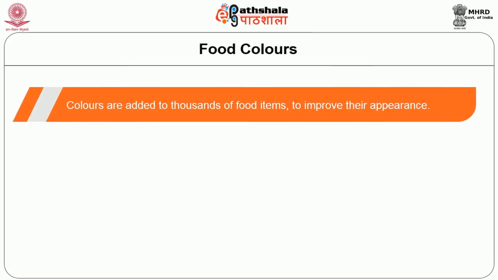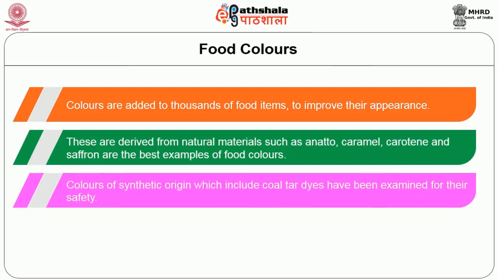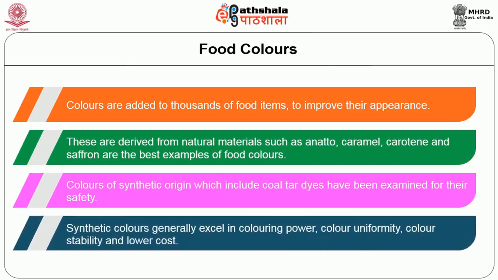The next is food colors. Colors are added to thousands of food items to improve their appearance. Those derived from natural materials, such as annatto, caramel, carotene, and saffron, are the best examples of food colors. Colors of synthetic origin, which include coal tar dyes, have been examined for their safety.